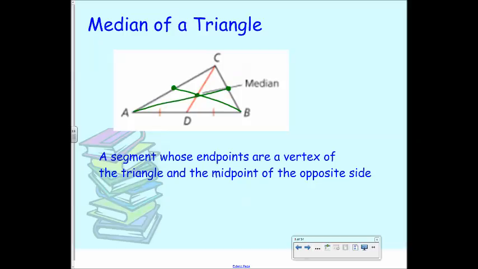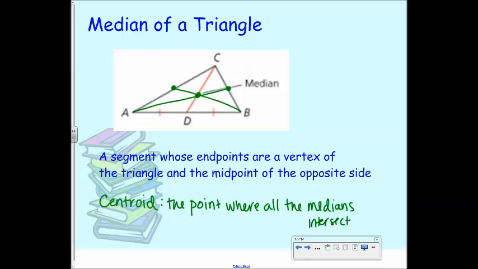All right, this right here is called the centroid. Centroid. All right, so the place where all the medians intersect is called the centroid. And the centroid is the one that we're going to spend the most time on because there's something special about the centroid. And we're going to talk about that in just a second. So the centroid is the place where all the medians meet. And the medians, again, go from the midpoint to the opposite vertex.